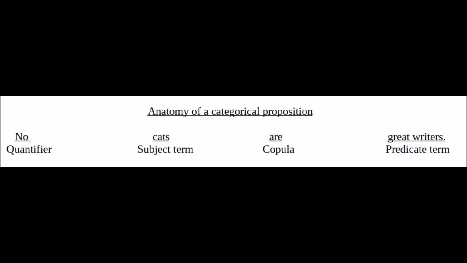In order to first understand the four different types of categorical proposition, we must first look at the anatomy of these propositions. Here we see a categorical proposition in its standard form. Often in writing or speech, they are not in this form, but can be translated. This one here could be stated in a non-standard way of saying, of all the great writers of the world, not a single one of them is a cat. The quantifier will be all, no, some, or maybe even the name of a particular member of the class. The copula is the form of the verb to be.